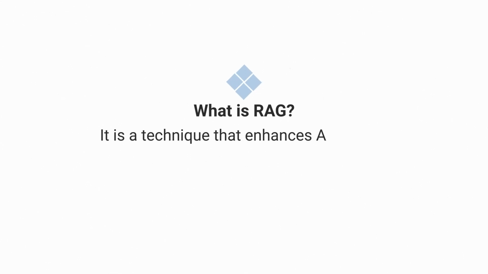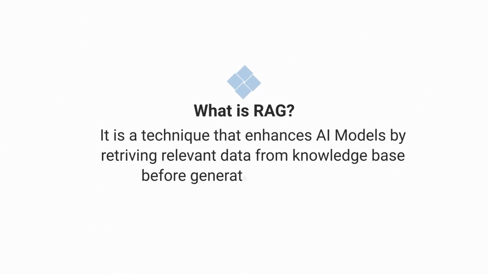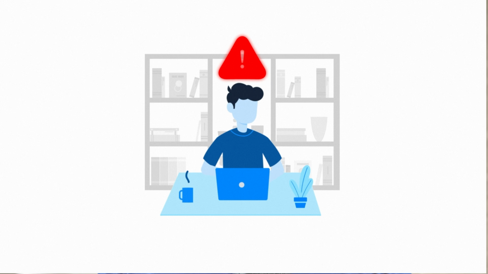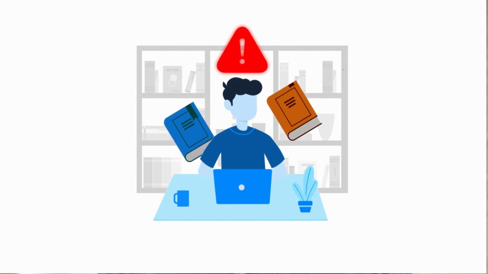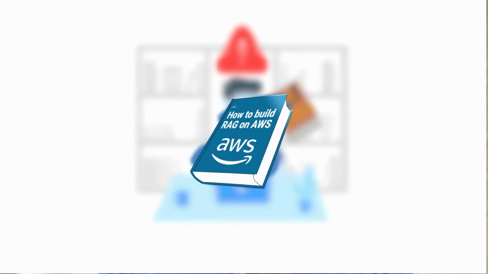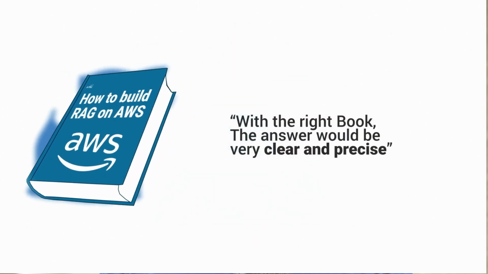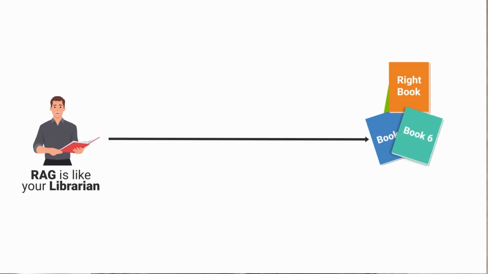Okay, what is RAG? It is a technique that enhances AI models by retrieving relevant data from a knowledge base before generating a response. To put it simply, imagine you are sitting in a library and you have a problem. You can solve that problem with all the knowledge you have in the library, but if you can get the right book for it, the answer would be very clear and precise. RAG is like your librarian who knows exactly where to find the right book to help you with a problem.